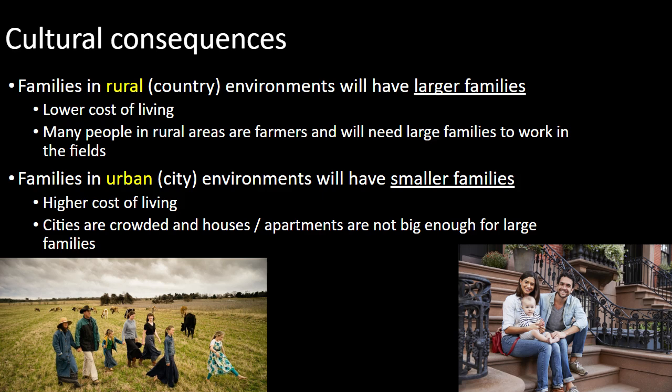Cultural consequences. So, we're looking at things in terms of culture. And we're going to talk tons about culture in the next unit, but just quickly, culture is things that people do. It's basically what we do, our languages, our religious beliefs, our thoughts. Everything that humans do is culture. Now, the cultural consequence for this is that families in rural areas, this is the country again, are going to have larger families. Why? Lower cost of living. And sometimes these people are farmers. They're going to need more free labor through kids.